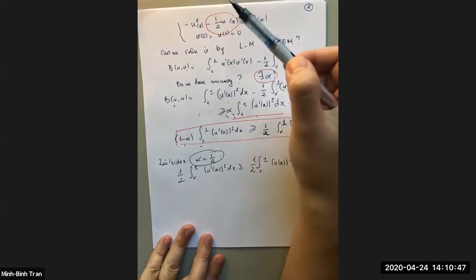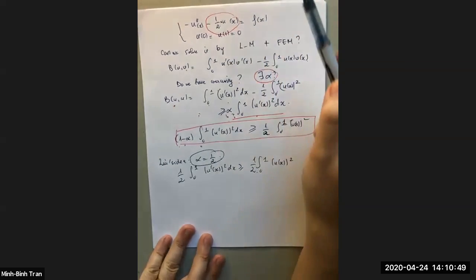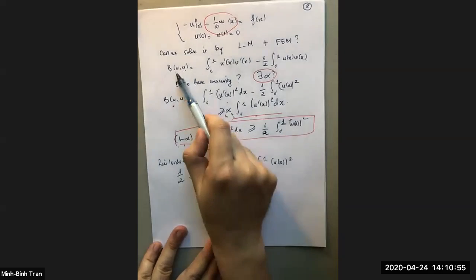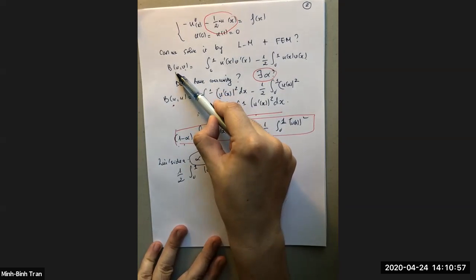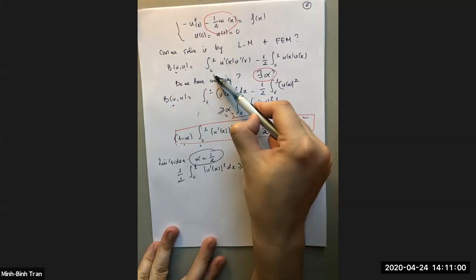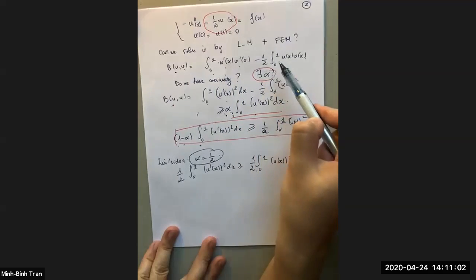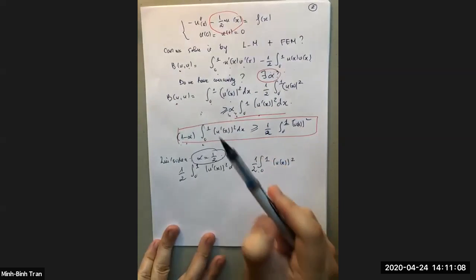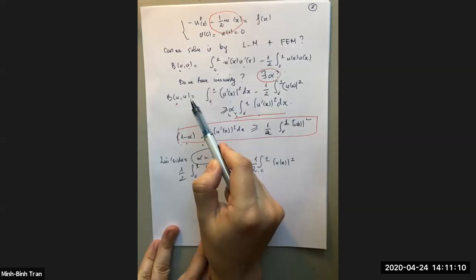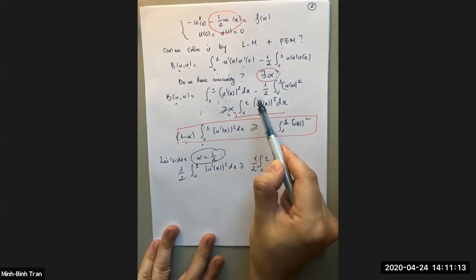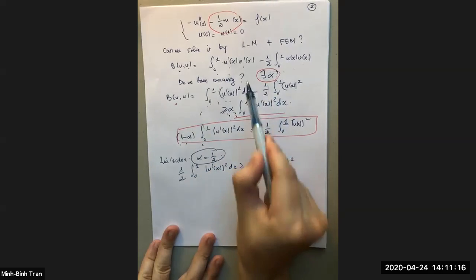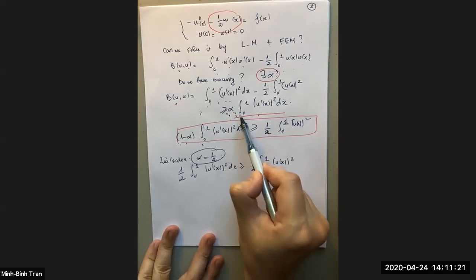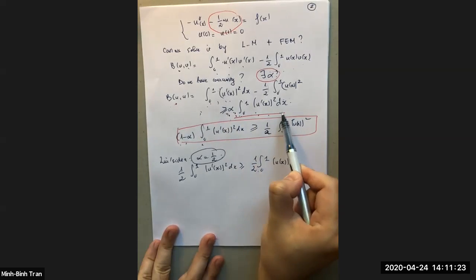So my question to you is, can I solve this equation using the finite element method and Lax-Milgram? The answer is yes. When you consider the bilinear form, which comes from the weak form, you get the integral from 0 to 1 of u prime v prime minus 1/2 the integral from 0 to 1 of u x v x. Do we have coercivity in this case? The answer is yes. You have the integral from 0 to 1 of u prime x squared dx minus 1/2 the integral from 0 to 1 of u x squared, and this is going to be bigger than alpha times the integral from 0 to 1 of u prime x squared dx.